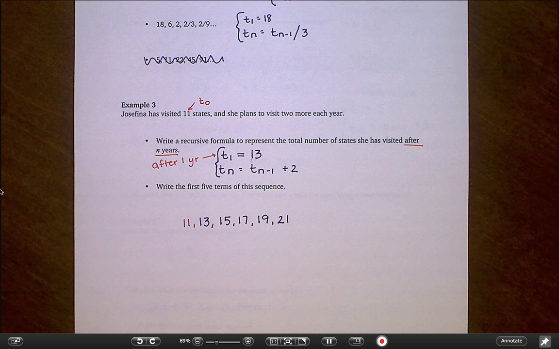Okay. That's it for recursive formulas. Really the hardest part in this section is just wrapping your head around the notation that we're using. But the mathematics of it is not really that complicated.